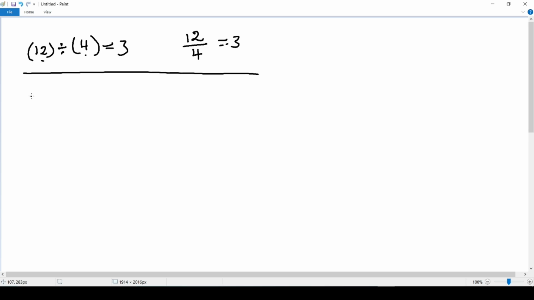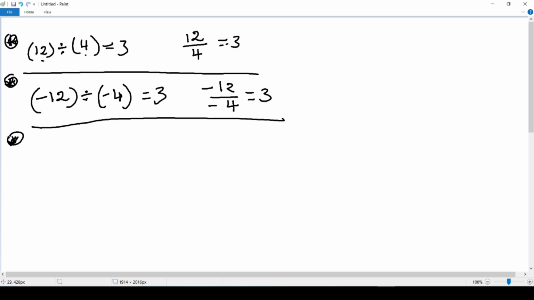Let's do negative 12 divided by negative 4. You can write it as negative 12 divided by negative 4. In this case, both numbers are negative. Negative 12 is a negative number, negative 4 is a negative number. So our result will give us a positive number. So 12 divided by 4 is 3.